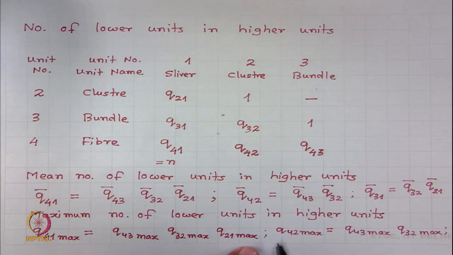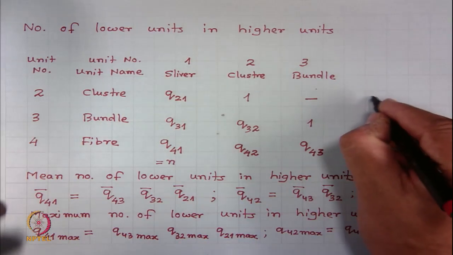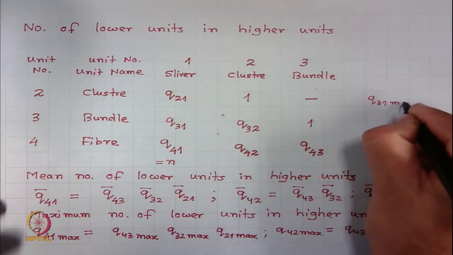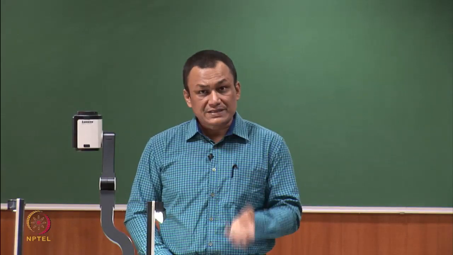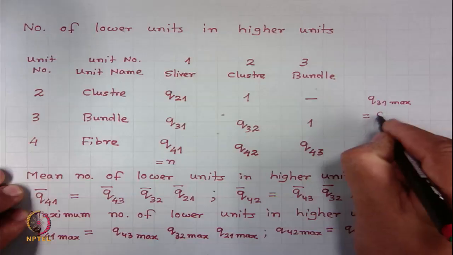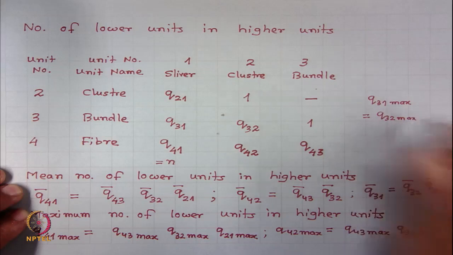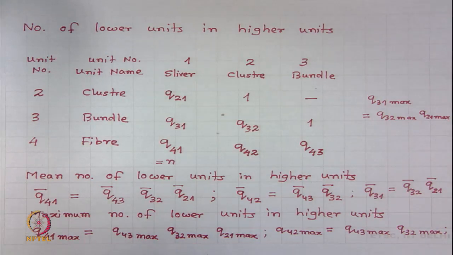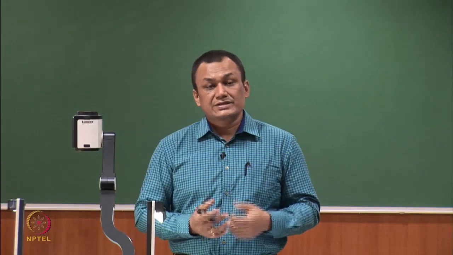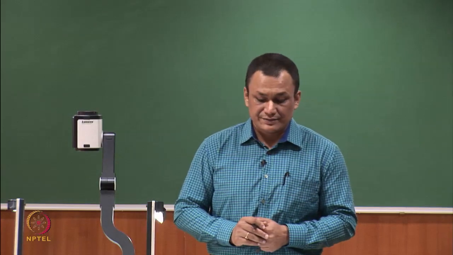Similarly, what will be Q? Let us write here the maximum of bundles in a sliver. So, the maximum number of bundles in a cluster multiplied by the maximum number of clusters in a sliver. Right. So, this is about the number of lower units in higher units, the mean number of lower units in higher units, and the maximum number of lower units in higher units.